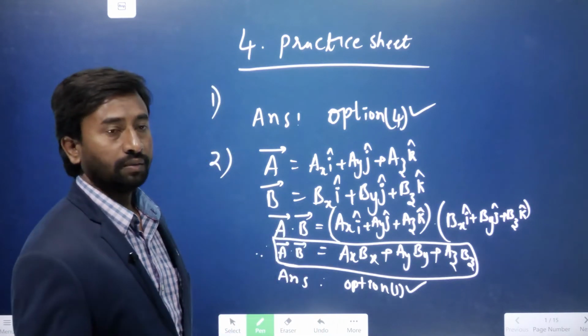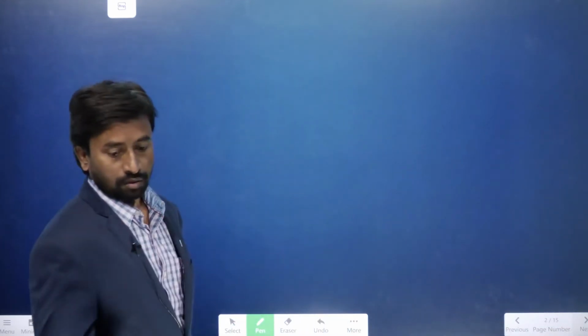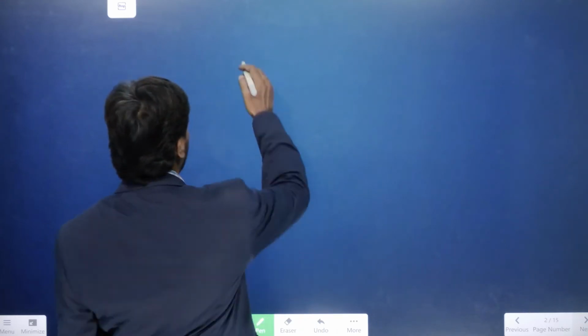So next question is given. Two vectors are perpendicular if the dot product of those two vectors is... So next, third question.